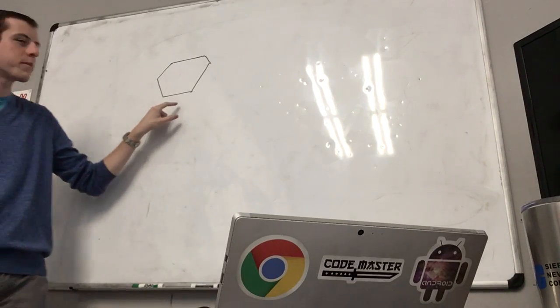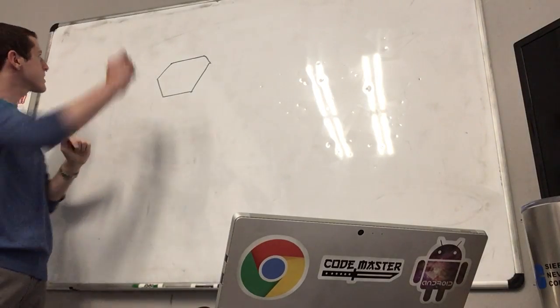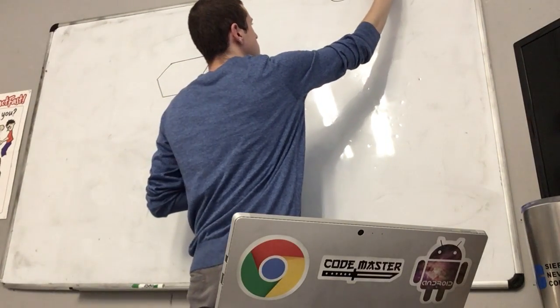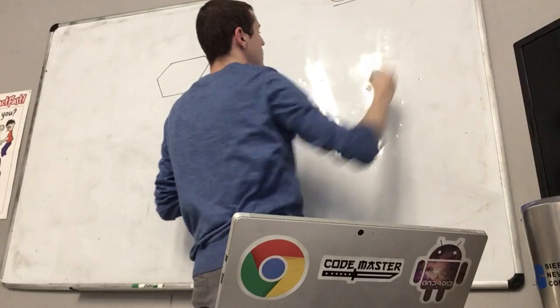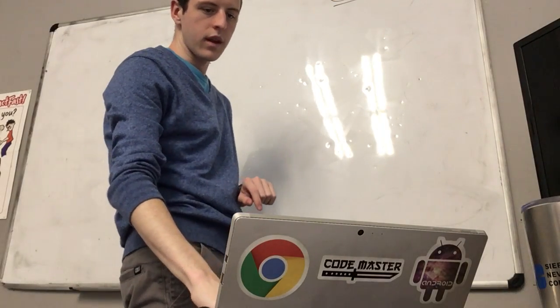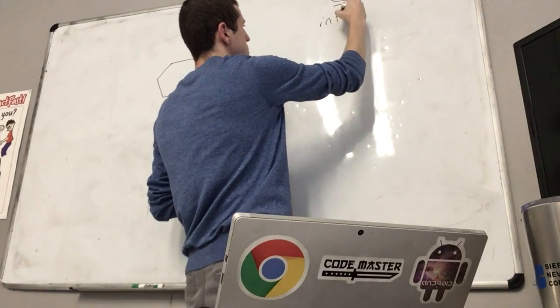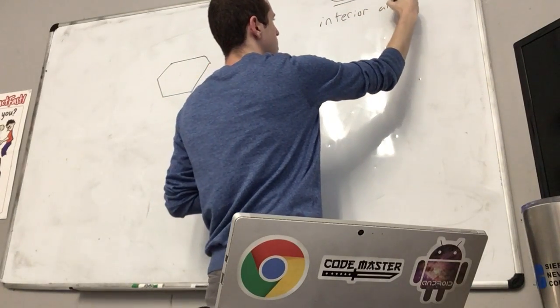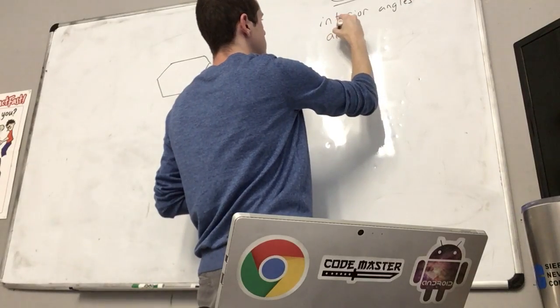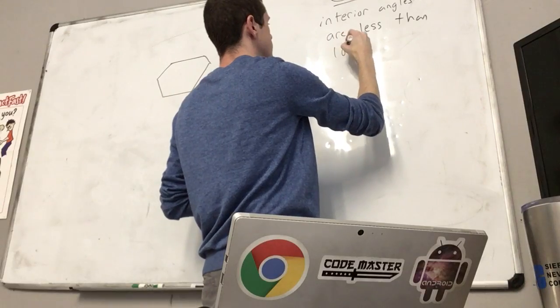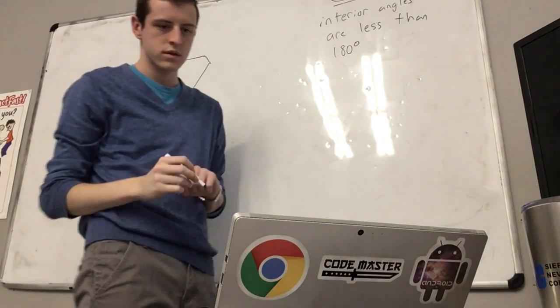All right. Okay. So, convex. Convex basically just says interior angles are less than 180 degrees. Okay?